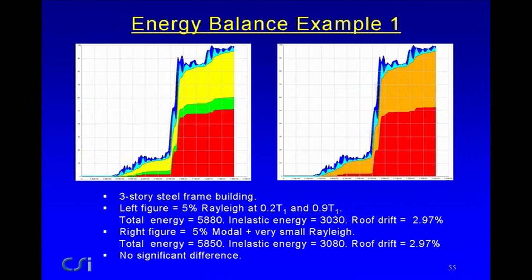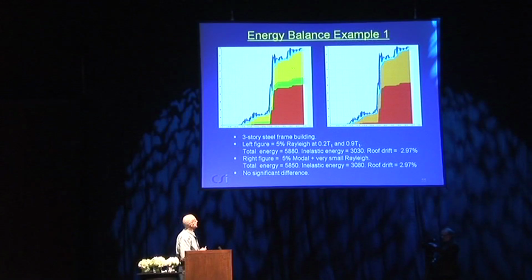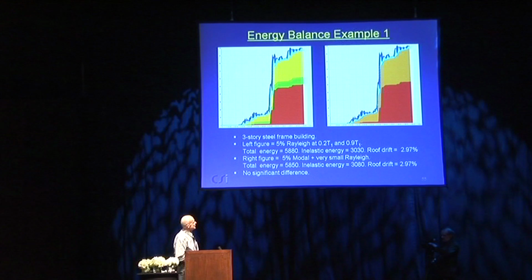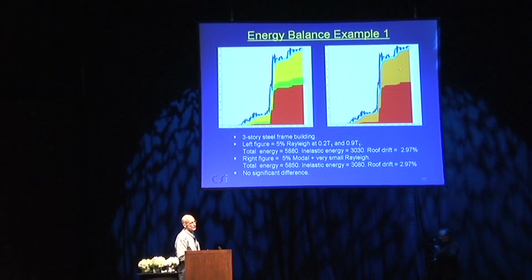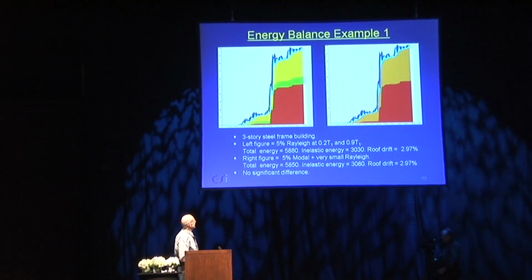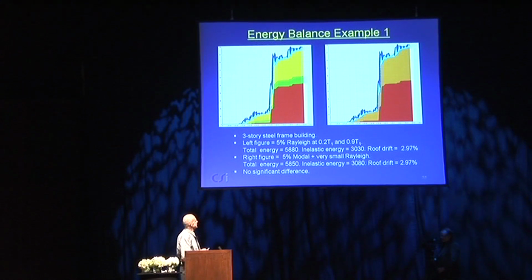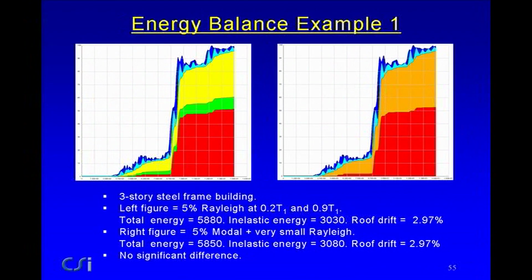The first one here is with Rayleigh damping, and this is beta K damping energy, and this is alpha M. And the second one is with modal damping, and the red here is inelastic, and this color here is modal energy dissipation. And if we look at the values, this is a 3-story frame building. It's just a little example I used earlier. The left figure has 5% Rayleigh damping at 0.2 and 0.9 T1, as we suggest. The total energy dissipated and calculated is 558.80. Inelastic is 30.30, and the roof drift was 2.97% from a dynamic analysis.